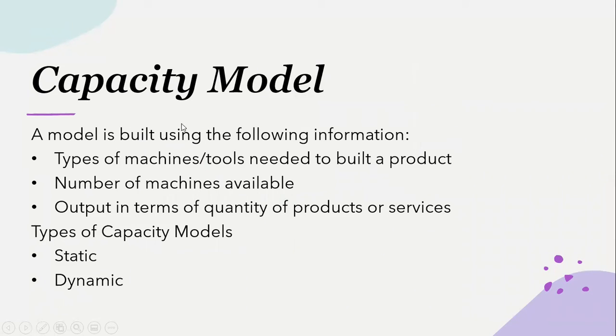Now I'll talk about the capacity model. A model is built using the following information: types of machine tools needed to build a product, number of machines available, and output in terms of quantity of products or services. And there are two types of capacity models. One is static, the other one is dynamic.